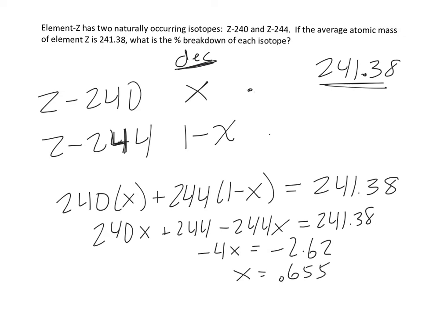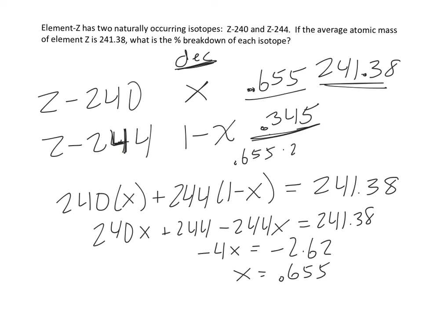And then we say this is reasonable because we initially said that there was going to be more 240 anyway. But another thing we can do is check. If this is 0.655, then the other one is going to be 1 minus that, which would be 0.345. And anytime we do a problem where we work backwards, it's always good to check it now working forwards. So does 0.655 times 240 plus 0.345 times 244 equal this number that we established earlier? There's always some round off error sometimes when we do this, but actually when I do it here, I get the exact answer, so this checks out.